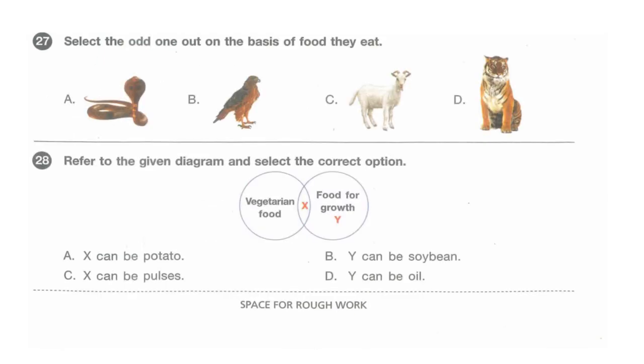Question number 27. Select the odd one out on the basis of food they eat. A picture of a snake. B. Picture of an eagle. C. Picture of a goat. And D. Picture of a tiger.